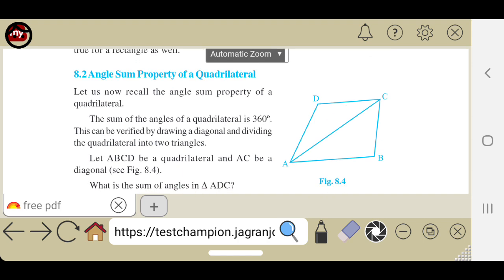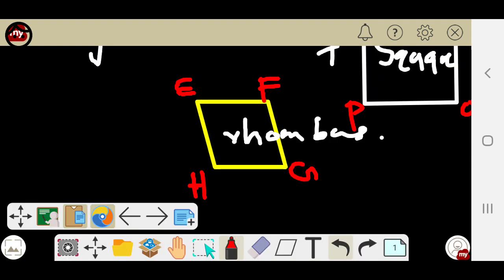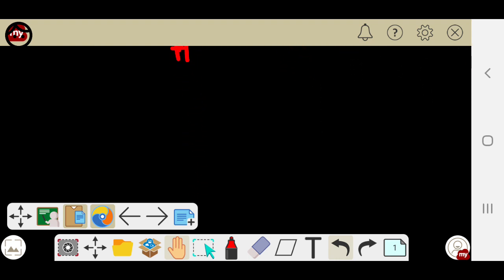Yes. First, we've already discussed different types of quadrilateral, and for all these quadrilaterals, a common property is there. Yes, what is that? We've already discussed different quadrilaterals. Then a common property is there for every quadrilateral that we can study now.